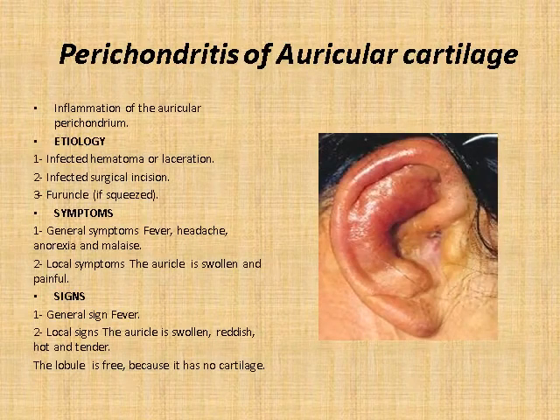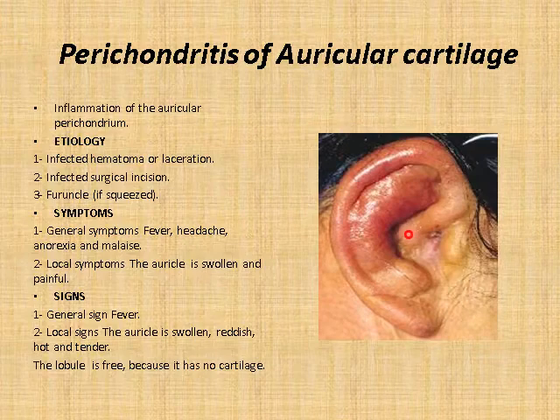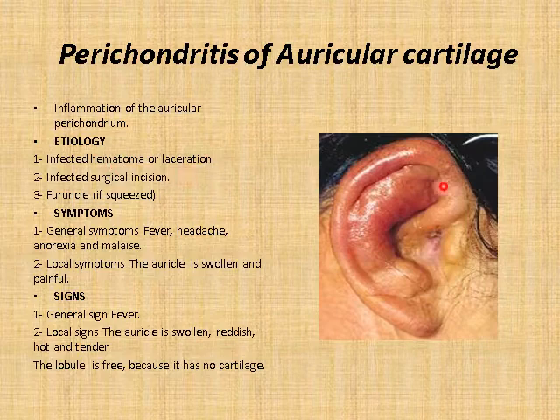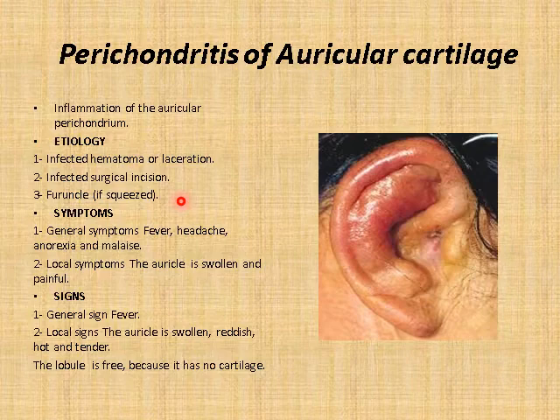Perichondritis of auricular cartilage is the inflammation of the perichondrium of the auricle. What are the causes of perichondritis? It can be caused by an infected hematoma or laceration caused by trauma to the auricle, or an infected surgical incision, or a furuncle if we squeeze it. What is a furuncle? It's an inflamed hair follicle. So if we squeeze this furuncle, the inflammation will reach the perichondrium, causing perichondritis of the auricle.